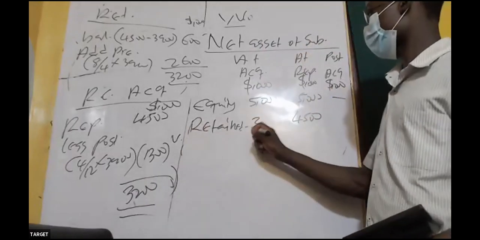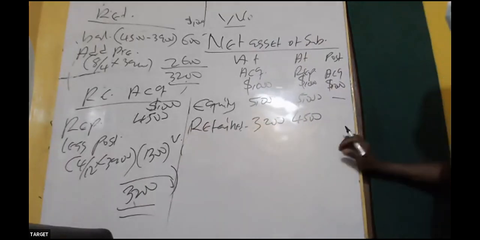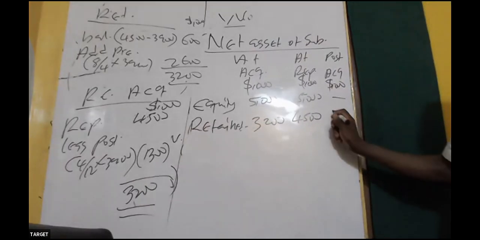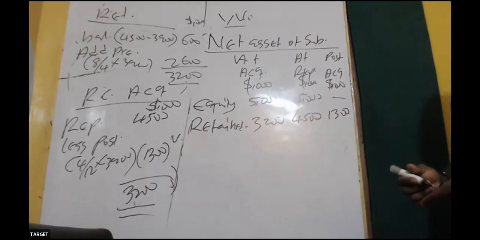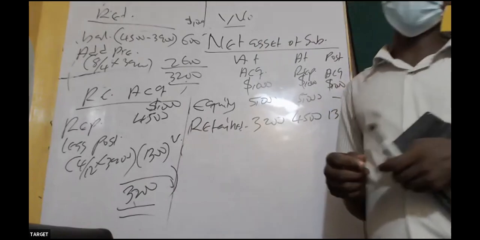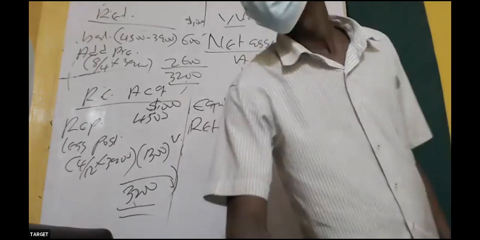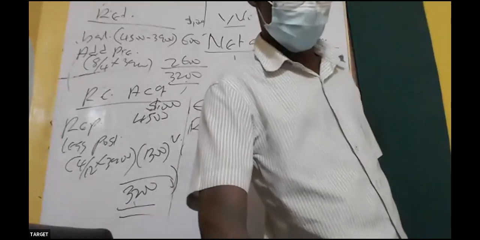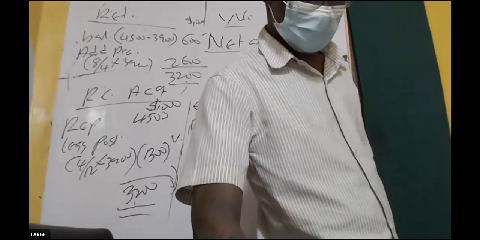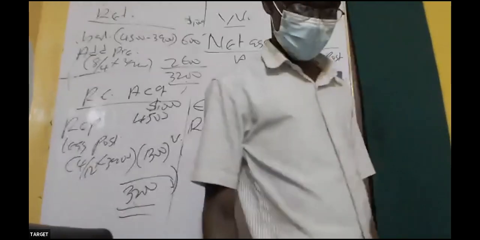So here's 3,200. The difference between this and this will give us what you call the post-acquisition profit of 1,300. This one is this, you put it there. Now, right from here, then you start with your fair value adjustments. So we go and compute our fair value adjustment. So let's go and look at the fair value adjustments, and then we move on with the game.